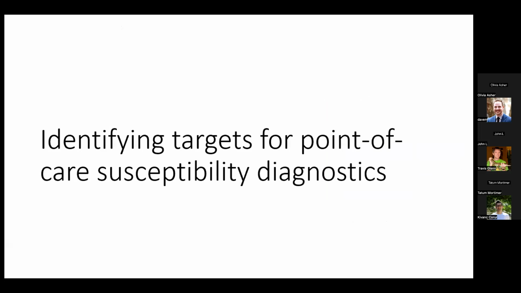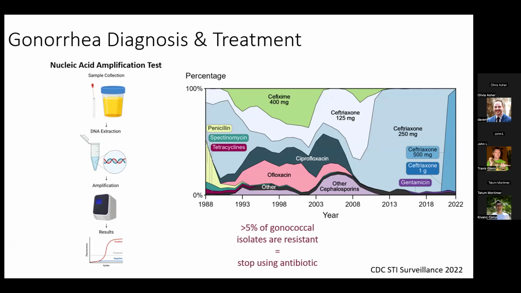So next I'll move on to identifying targets for point of care diagnostics. Normally when a patient comes into the clinic with gonorrhea, or for asymptomatic screening, they are diagnosed with a nucleic acid amplification test. Basically, we're just looking for the presence of genomic DNA from Neisseria gonorrhoeae in the patient sample. That means we're not culturing these bacteria and not doing susceptibility testing, so a clinician only has treatment guidelines set by the CDC to inform their antibiotic choice. You can see those treatment guidelines have changed dramatically over the years, and this is because, as I was telling you earlier, once 5% of gonococci are resistant, we don't use that drug anymore.